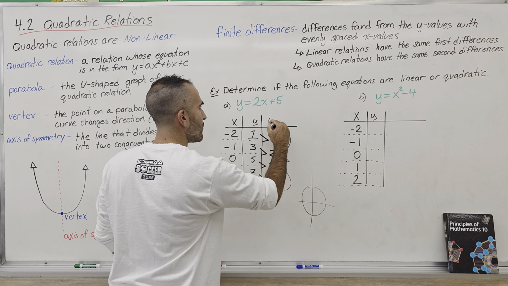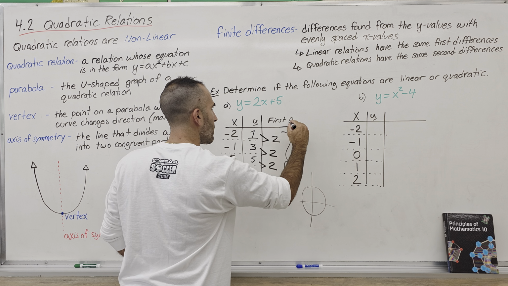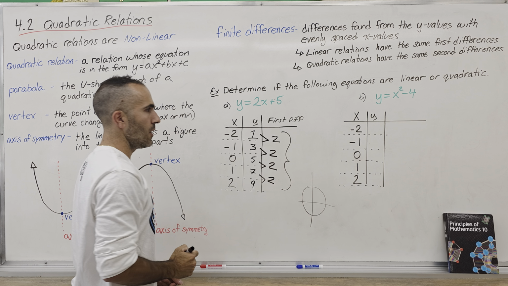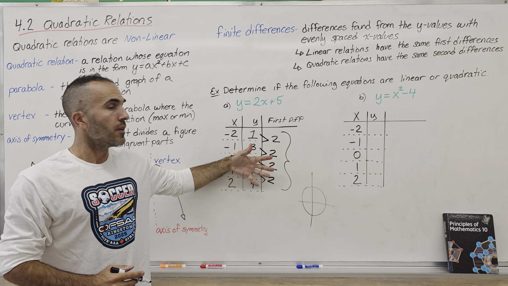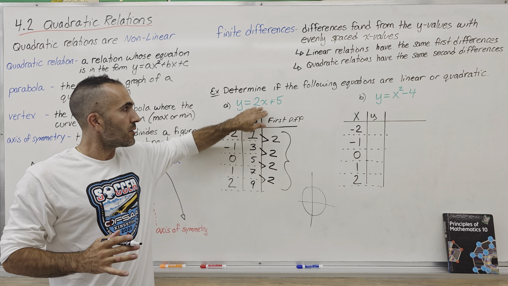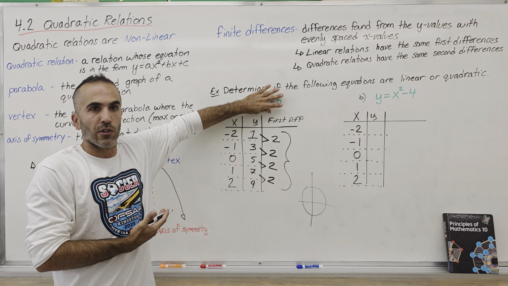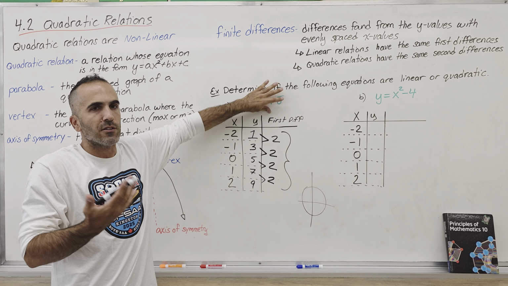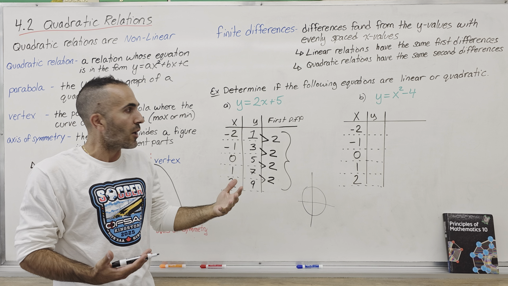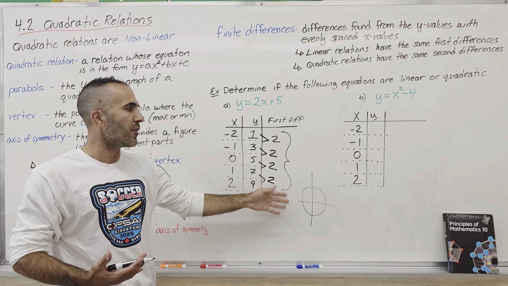Because these first differences are the same, this is linear. Okay? Even though we knew that from the equation, if this wasn't there, you probably still knew that because, oh, it's going up by a constant amount, so it's linear. But the proper language should be first differences are the same, therefore it's linear.